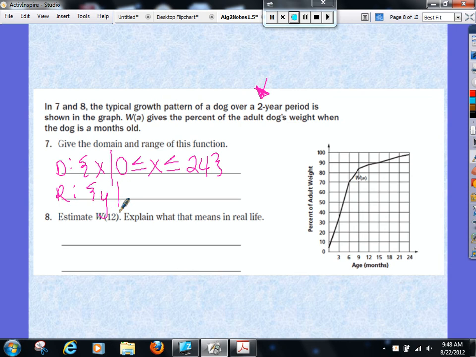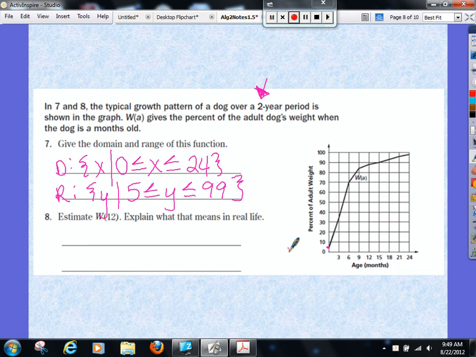The range, what do I got for y? Set of all y such that. Up and down this time. This looks like 5. I guess maybe they're saying before the dog comes out they're 5% of their weight when they come out. So I guess we are going to start at 5, less than or equal to y. And we never quite get to 100, so maybe you say 99. I'd take a variety of answers here, as long as you look at the graph.